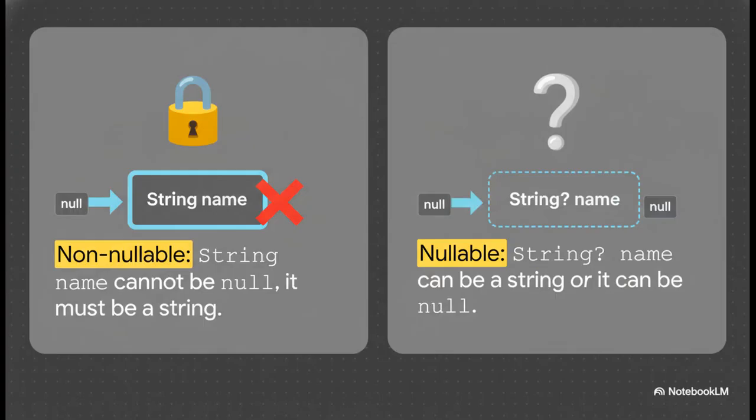And this just shows you how brilliantly simple the syntax is. A normal string variable, it has to be a string, period. It can't be null. But what if you need to allow for a value to be missing? You just add a question mark. That's it. String question mark means it can be a string or it can be null. That one little character is your key to nullability.